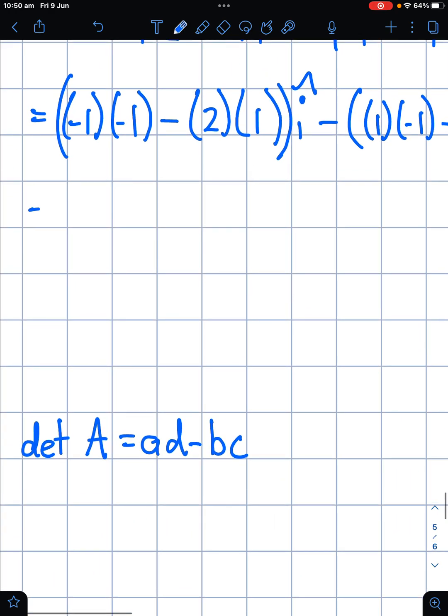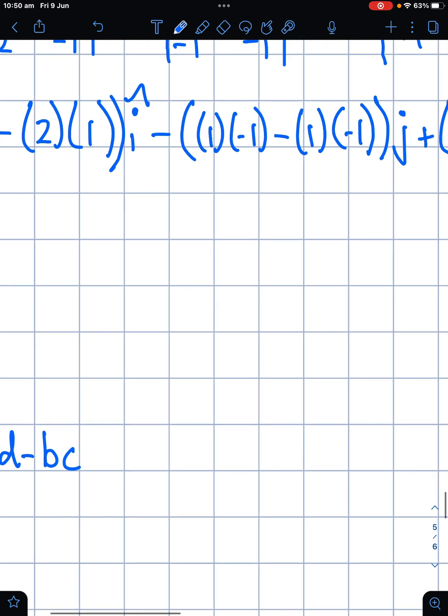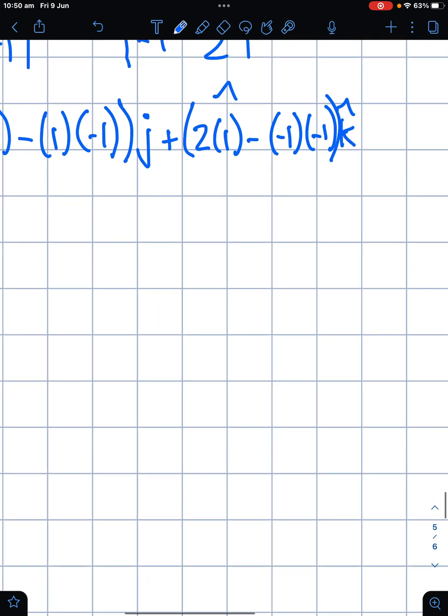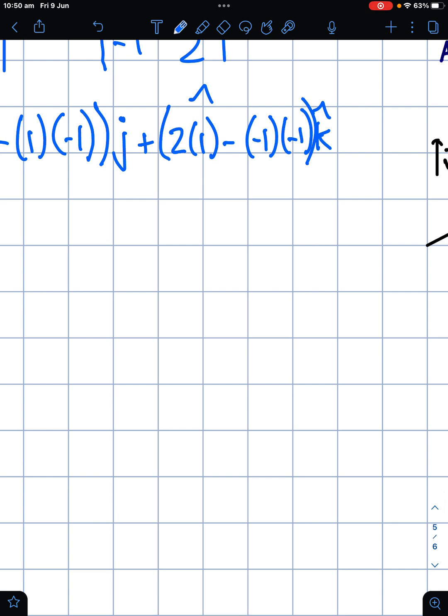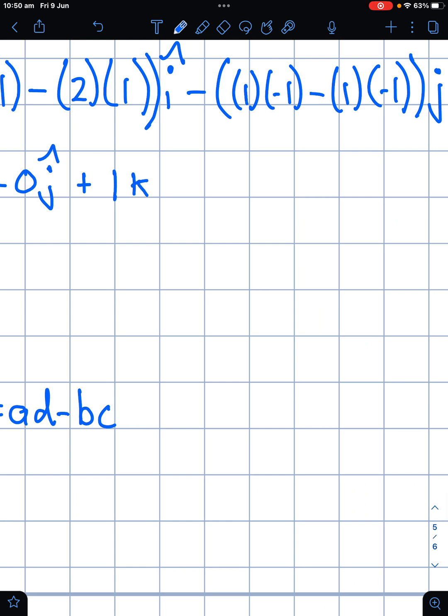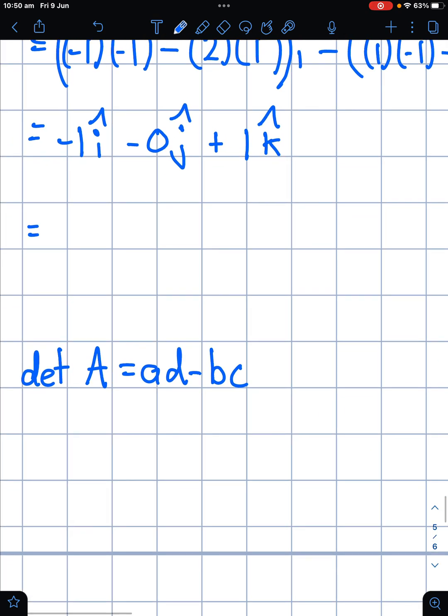Okay, so this is going to give us -1, so +1 minus 2. We're going to have -1i, and then we've got -1 minus 1 is going to give us 0. So we've got -0j, and then plus 2 times 1 is 2, minus -1 times -1 minus 1 is going to give us 1, and that's going to be k there. So we've got this vector here. So this vector here would be -1, 0, and 1, just changing it to the format.